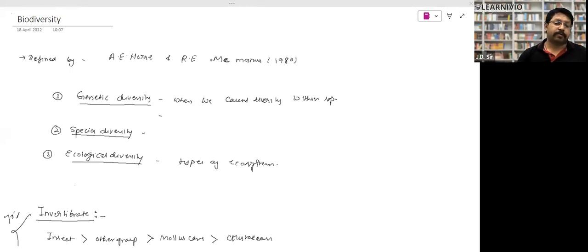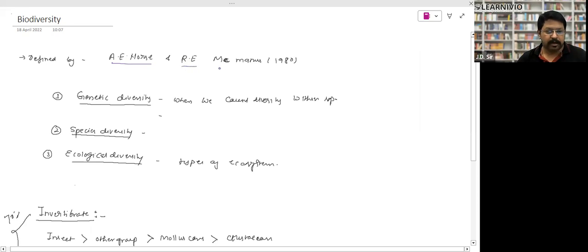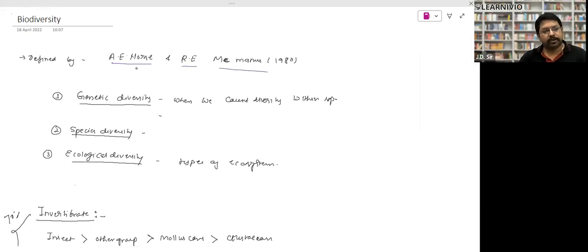Diversity or biodiversity was defined by the scientists R. E. McManus and A. Norse in 1980. It is not a very old term. Diversity may be of three types: genetic diversity, species diversity, and ecological diversity. Normally, when we talk about biodiversity, we talk about species diversity. But there can be genetic diversity, when we consider the genetic constitution, right? That is called genetic diversity.